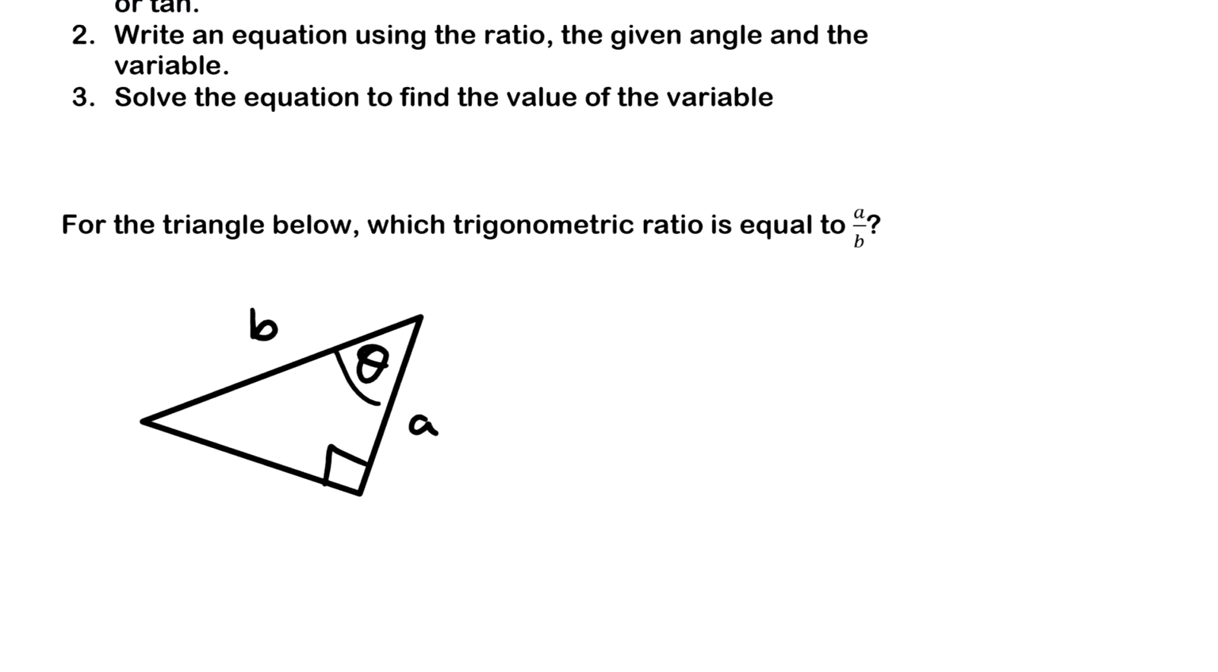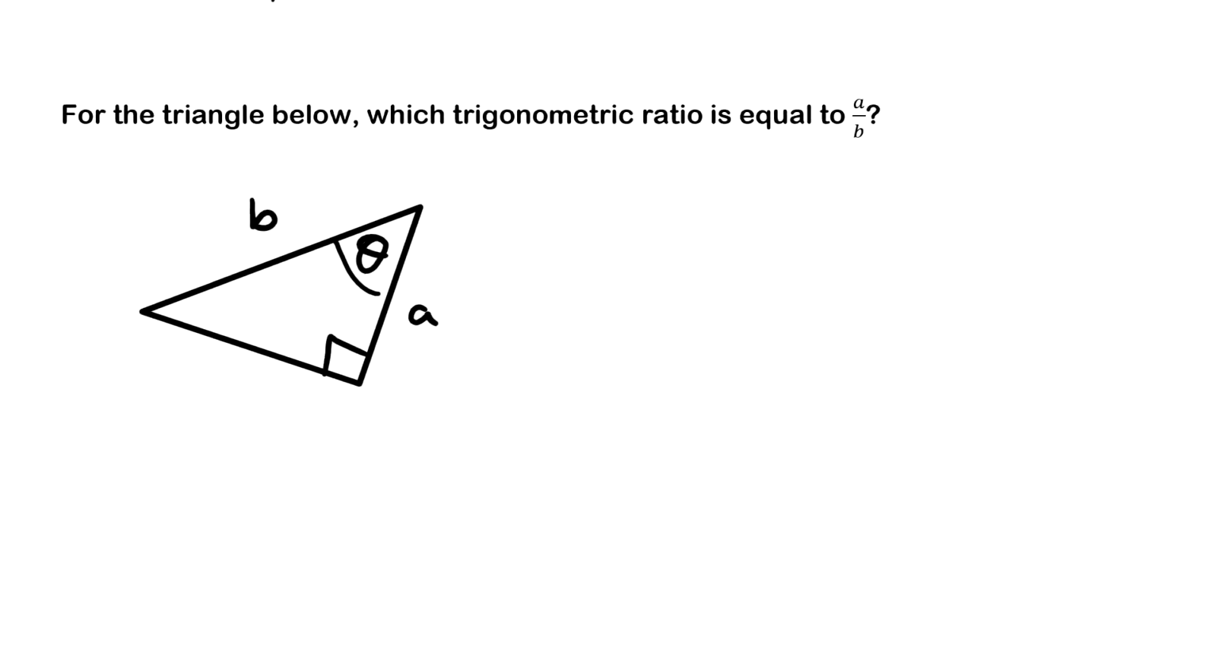So let's put this into practice. For the triangle below, which trigonometric ratio is equal to A over B? The first thing we need to do is label our sides. I like to go for finding the hypotenuse or the opposite first. So we have a B there, a straight arrow from the right angle, so that's my hypotenuse. Because the A is between the right angle and theta, a curved arrow, I know that's adjacent. So I have H and A.